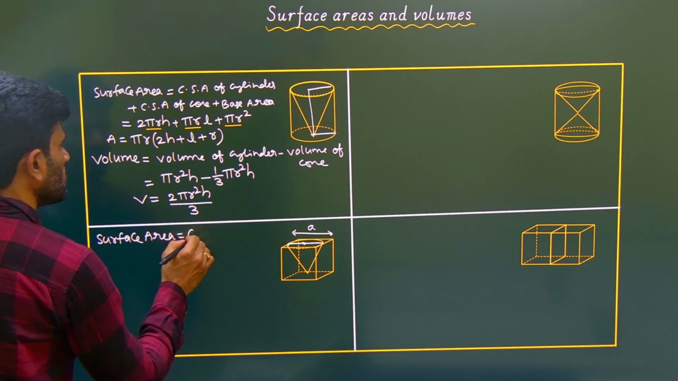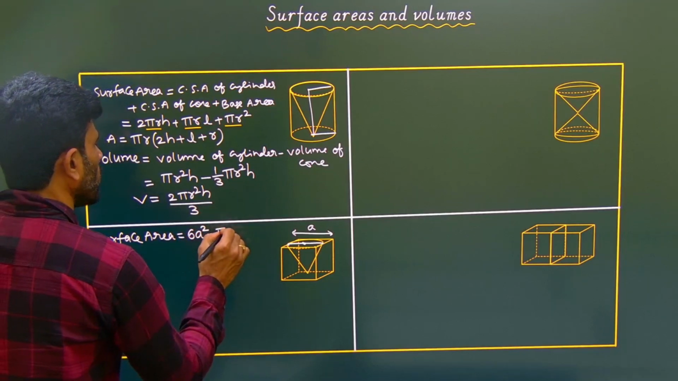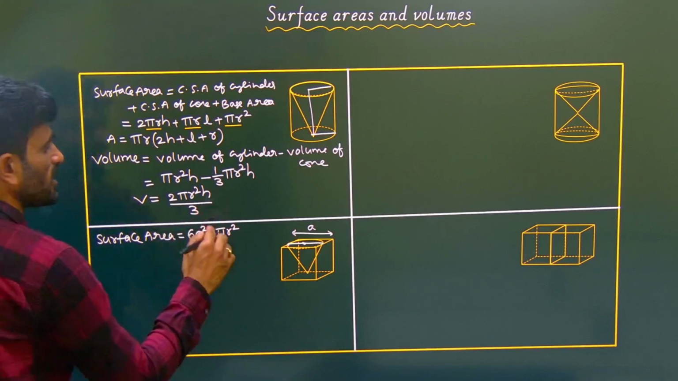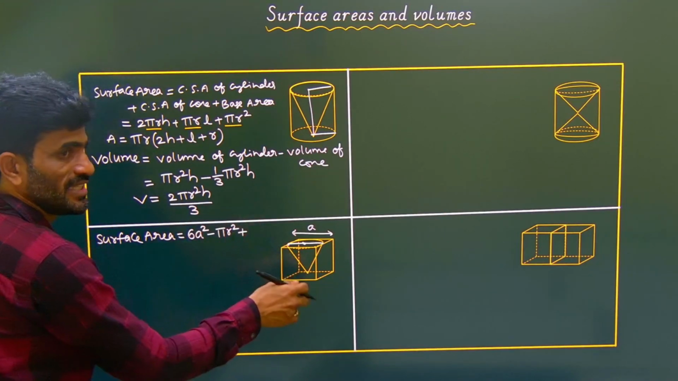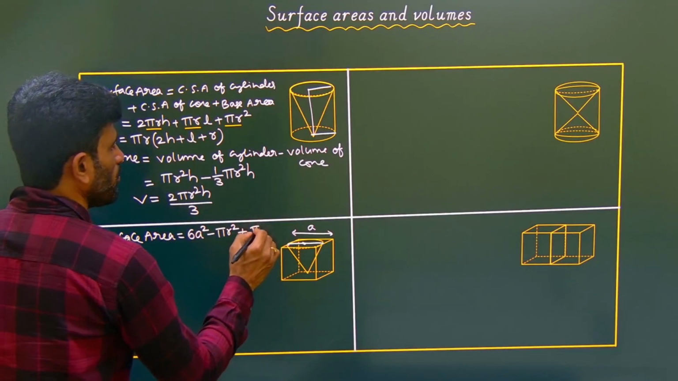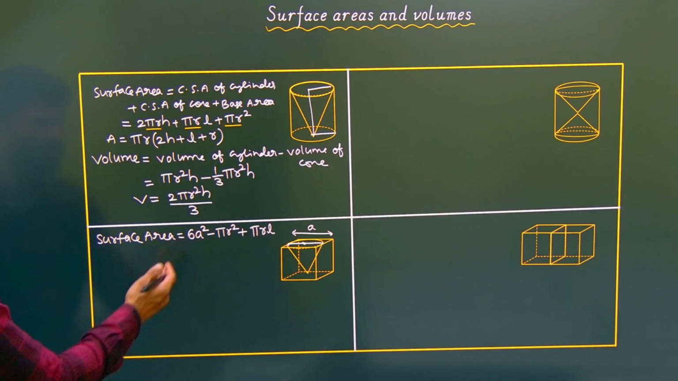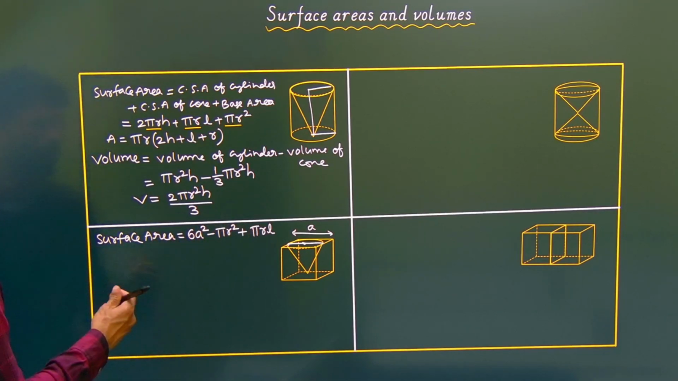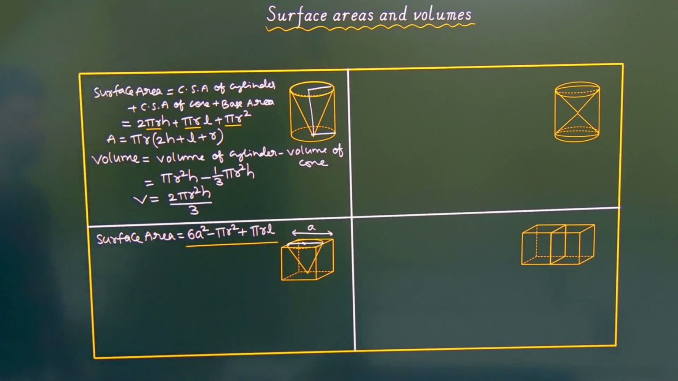Take the 6 faces as it is, 6a square, minus the circle area should be removed, minus pi r square. Then the cone surface area should be added. CSA of cone should be added, like we added 2 pi r square before. This will become pi r l. Then you can substitute A is equal to 2r and take common, but remember this part: 6a square minus pi r square plus pi r l. In that you have to substitute and find out.